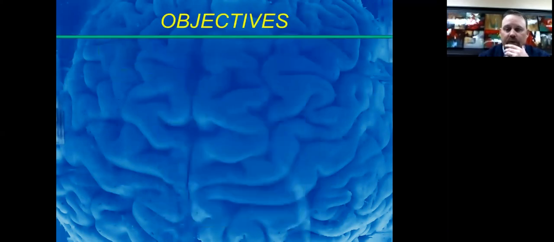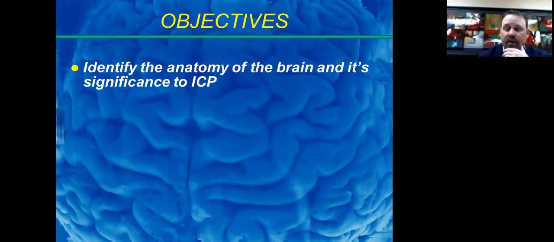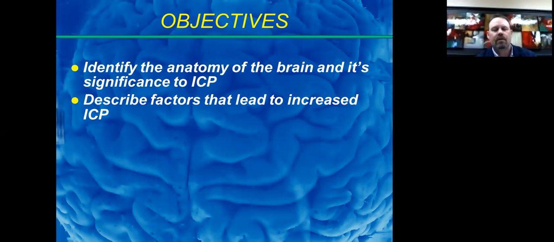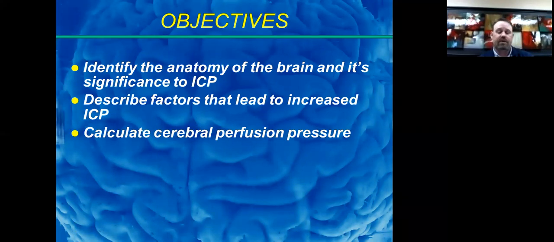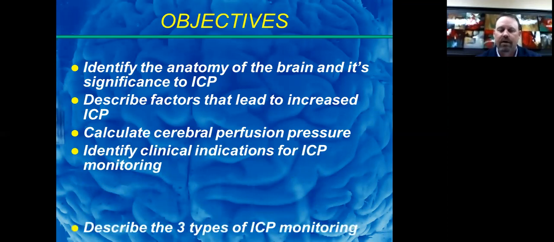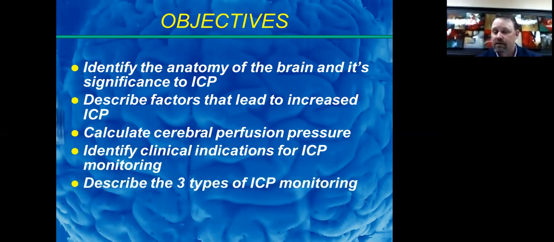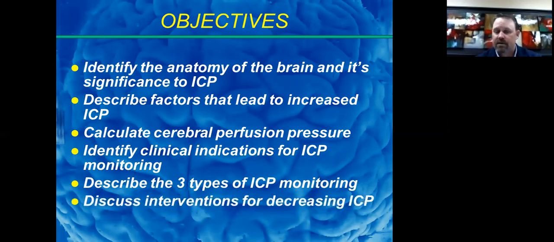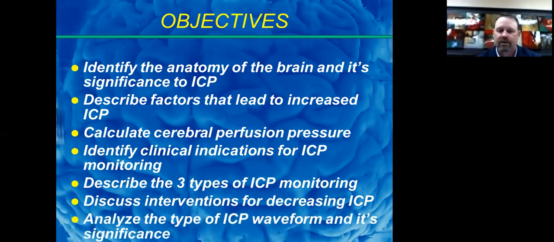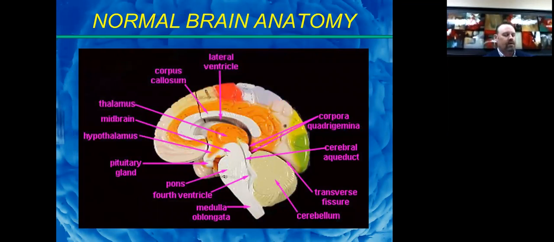the objectives that we're going to be looking for today are: identify the anatomy of the brain and its significance to intracranial pressure, describe the factors that lead to increased intracranial pressure, calculate cerebral perfusion pressure, identify the clinical indications for ICP monitoring, describe the 3 types of ICP monitoring, discuss interventions for decreasing ICP, and analyze the ICP waveform and its significance. The waveform is very similar to what we would utilize for arterial line monitoring.